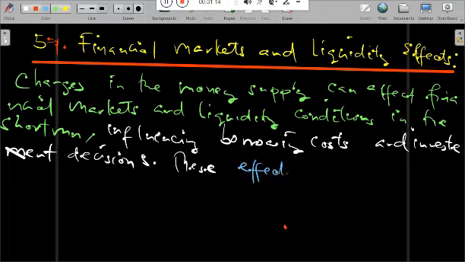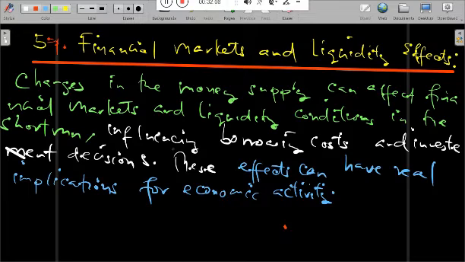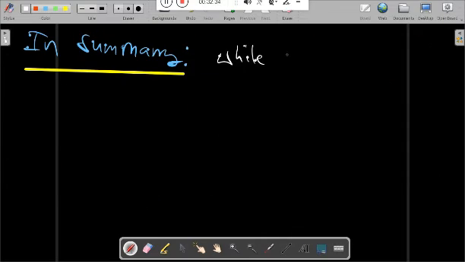So another reason why the classical dichotomy is not relevant in the short run is the financial markets and liquidity effects. Any changes in money supply can affect the financial markets together with the liquidity conditions. The liquidity condition is the condition where there is easier conversion of assets into cash. So the change in money supply might have an effect on those conversions in the short run. So in the short run, this will influence the borrowing cost and investment decisions. So these effects can have a real implication for economic activities.